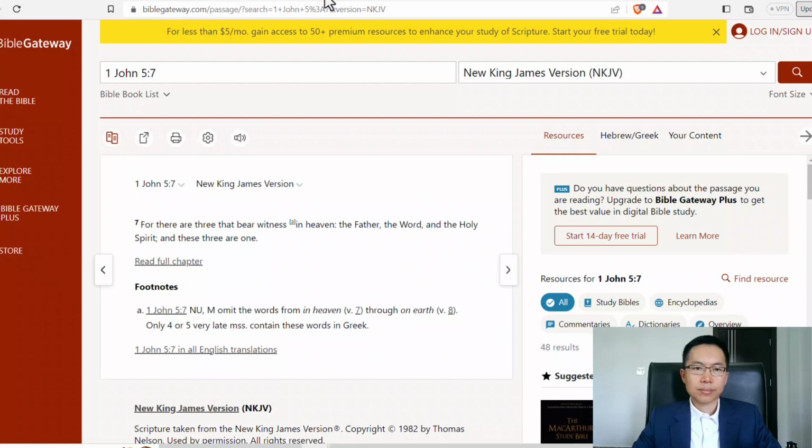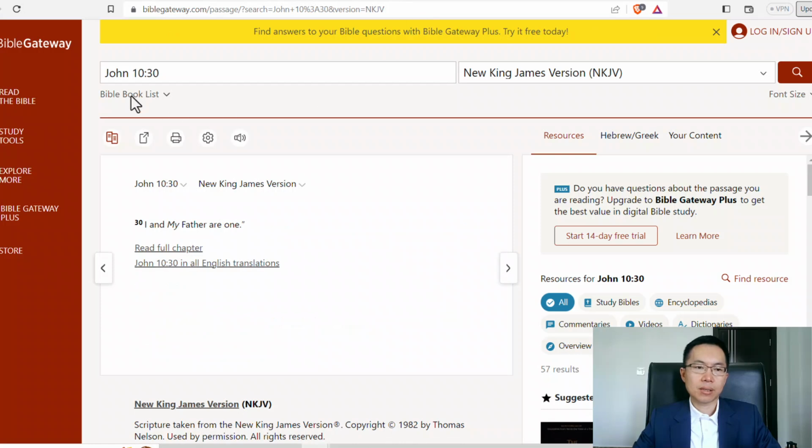So let us go to those verses. 1 John 5:7: For there are three that bear witness in heaven, the Father, the Word, and the Holy Spirit, and these three are one. John 10:30: I and my Father are one. These two verses declare that God and Christ are one.